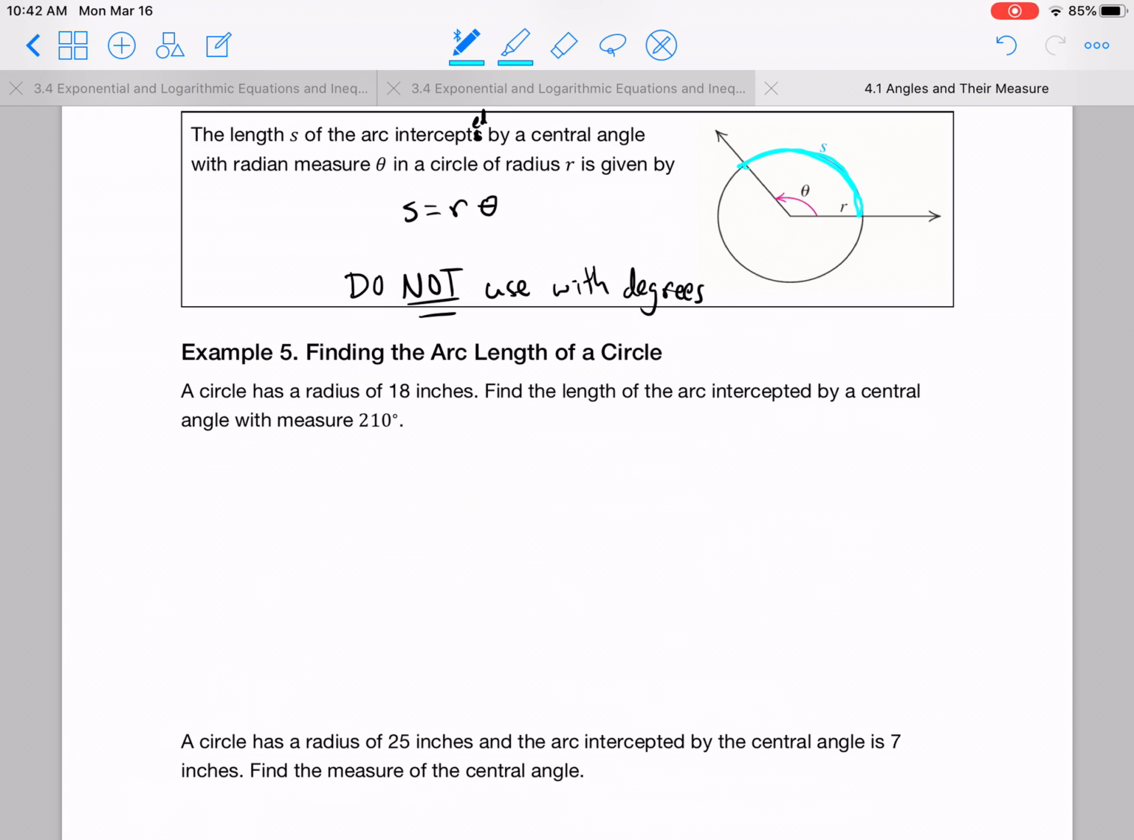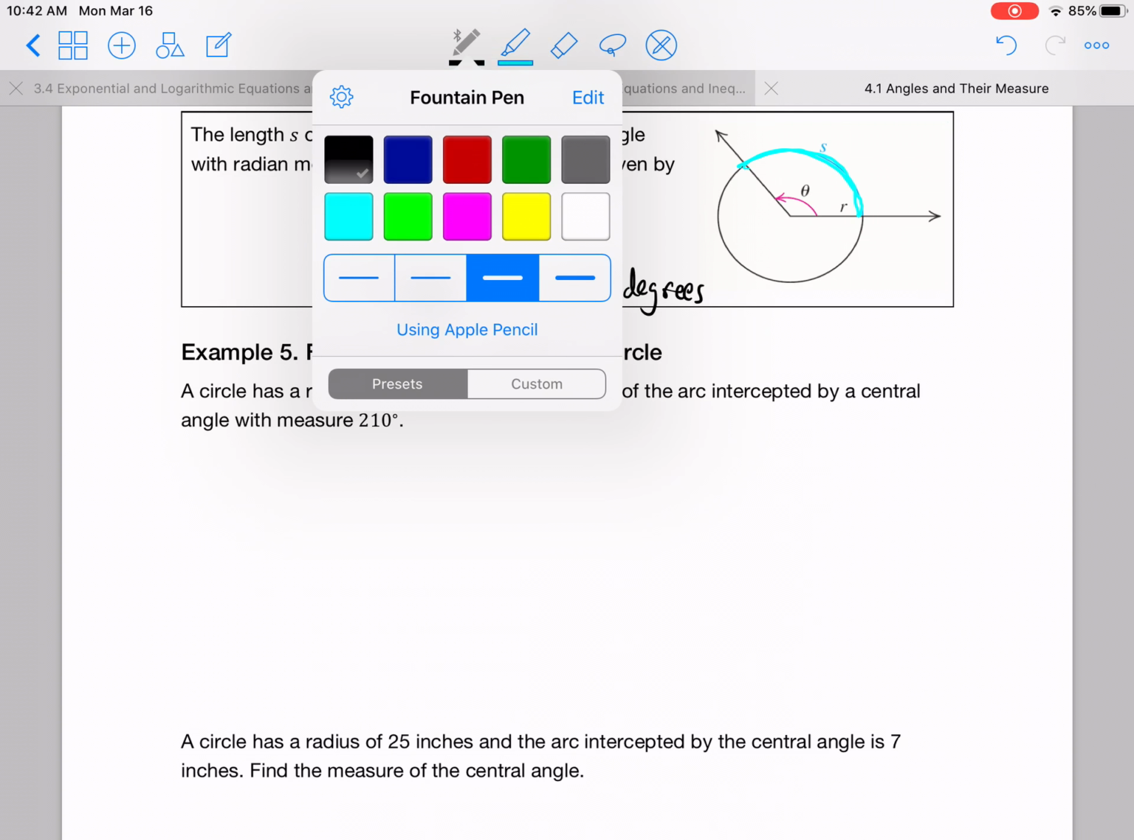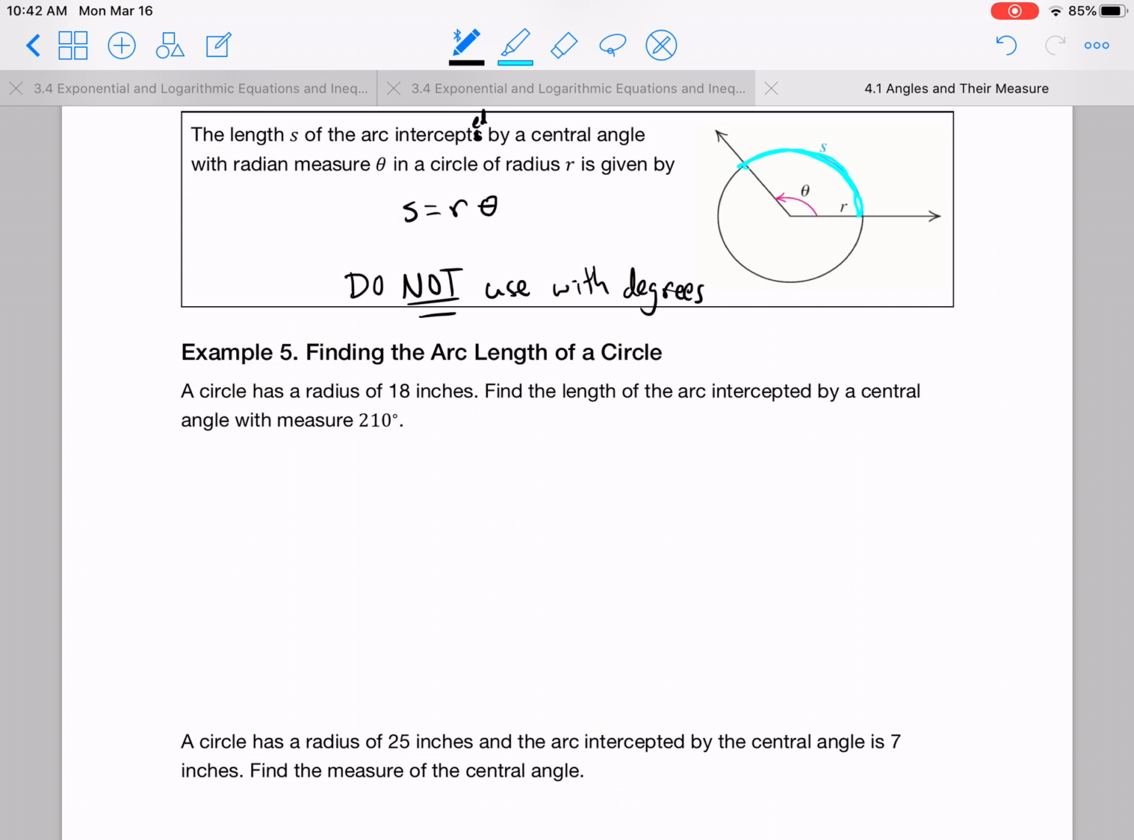It says a circle has a radius of 18 inches. Find the length of the arc intercepted by a central angle with a measure of 210 degrees. Well, we don't really want to do this with the 210 degrees. What we would like to do is convert this over first into radians. So this formula works with radians.